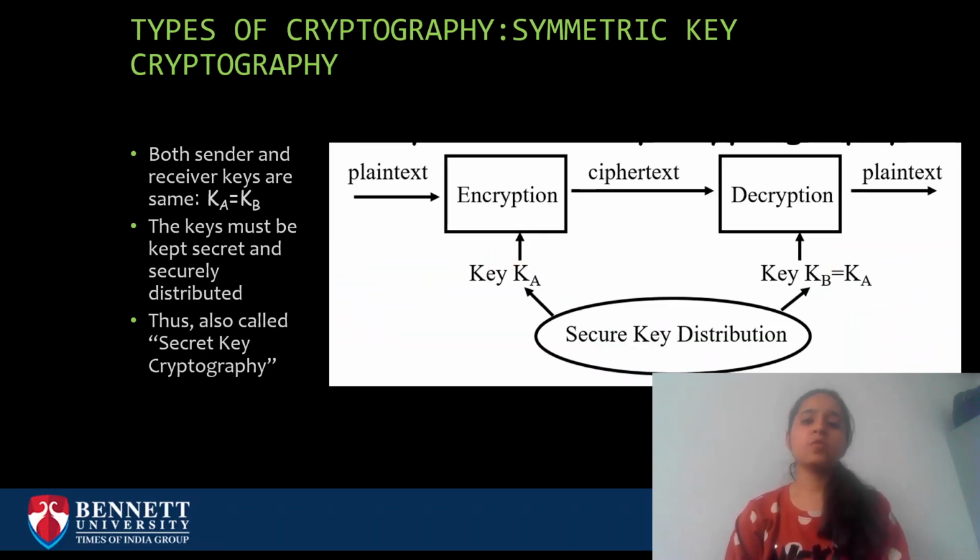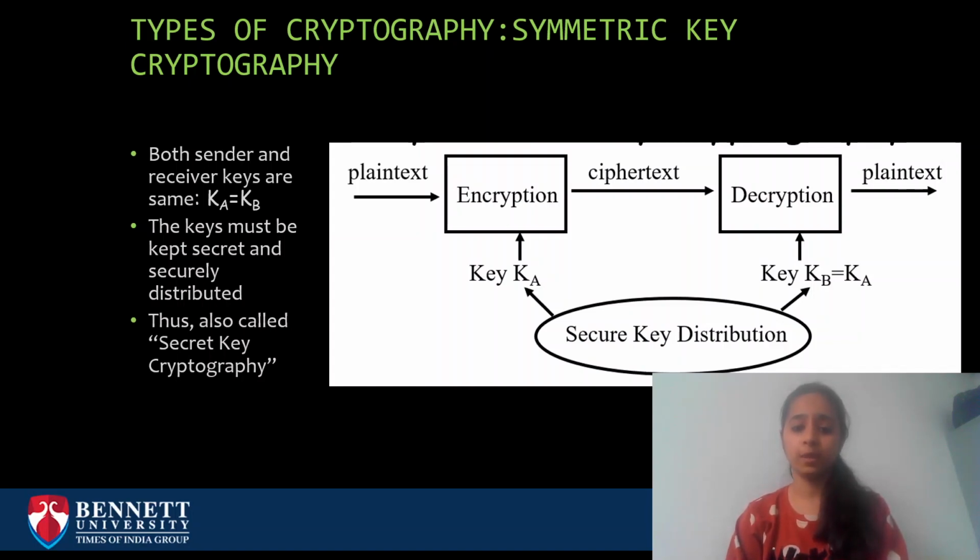Now there are various types of cryptography. The first is symmetric key cryptography. In this technique, both sender and receiver use a common key to encrypt and decrypt the messages. The secret key is known only to the sender and the receiver, and this is called secret key cryptography. Before starting the communication, the sender and receiver share the secret key, and the secret key is shared through some external means.